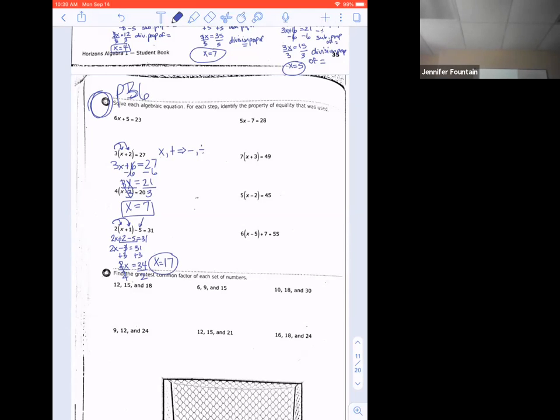So the first one, x is 3. The one below that, x is 7. On that one, you had to distribute first. Wait, which one are we on? Instead of looking at this where it's got this listed out, I'm going to look at the problems.